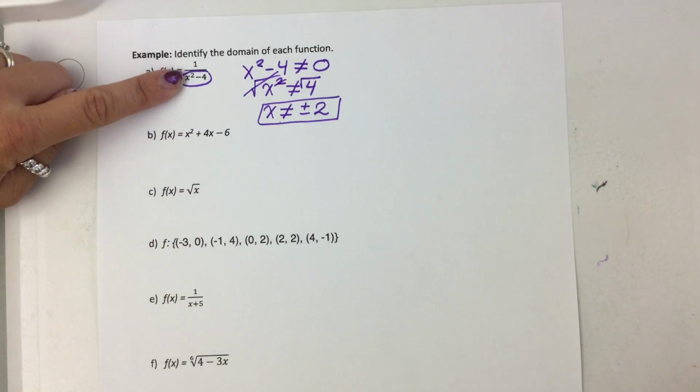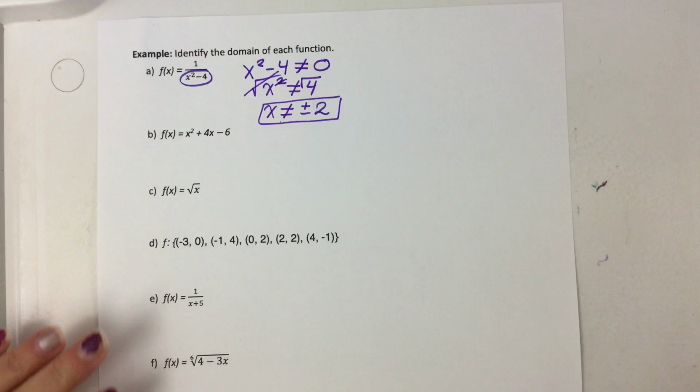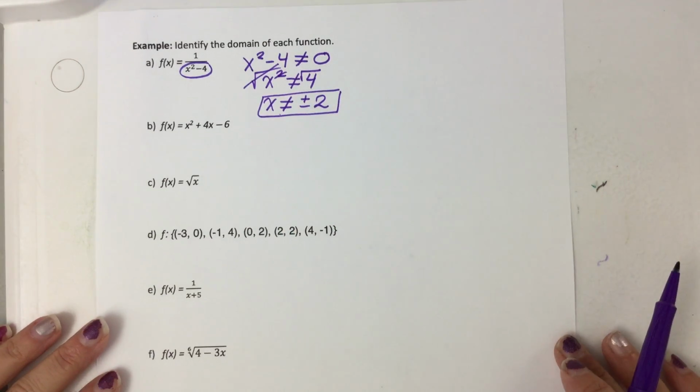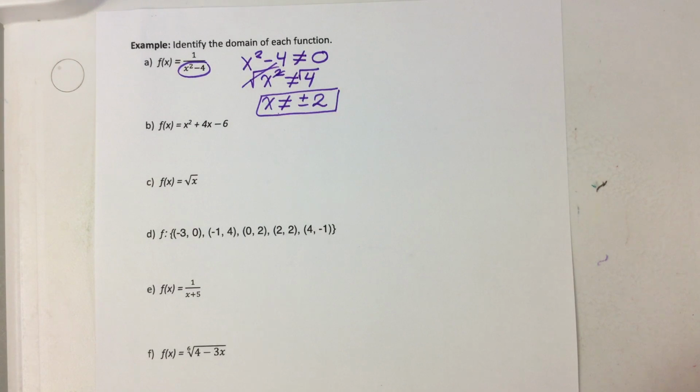Because if I put a positive 2 in here, 2 squared is 4, 4 minus 4 is 0. If I put a negative 2 in here, negative 2 squared is 4, 4 minus 4 is 0. So these two values are called domain restrictions. And when they're asking for the domain, that's what they're looking for. What values do you have to exclude in order to keep this thing defined?